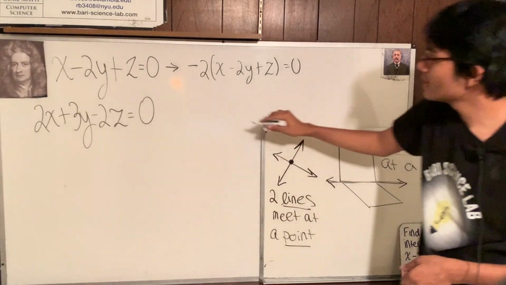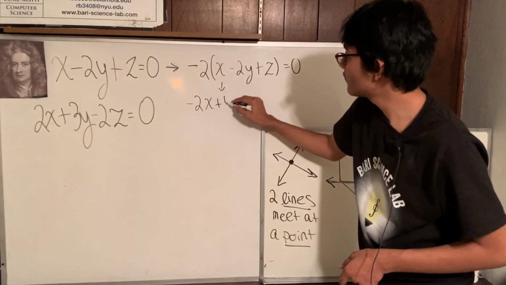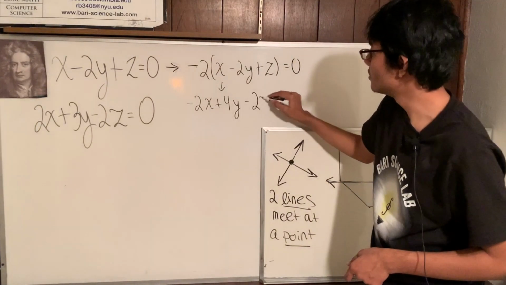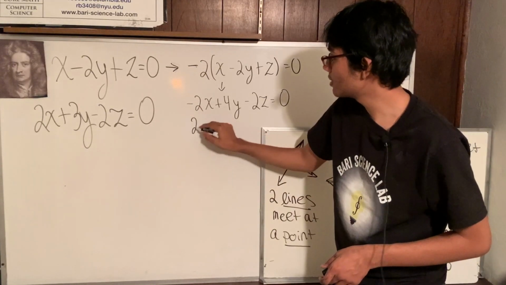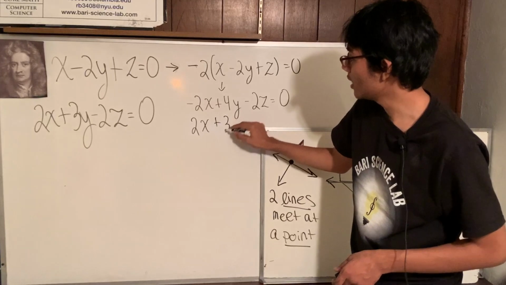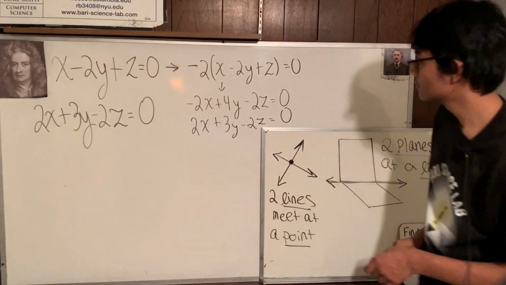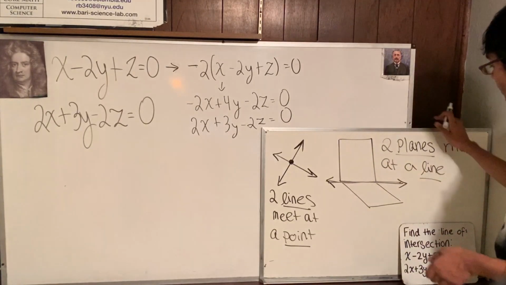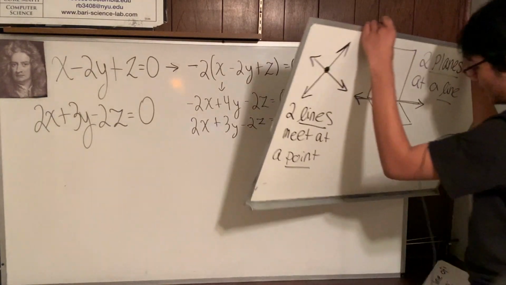So this is going to become what? Well, I'll end up with minus 2x plus 4y minus 2z, and that's equal to 0. And now I can add it to my second plane, 2x plus 3y minus 2z equals 0. Well, this is unfortunate. My first whiteboard is blocking, but that's okay. Let's put this guy away.